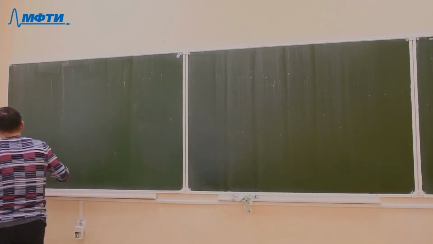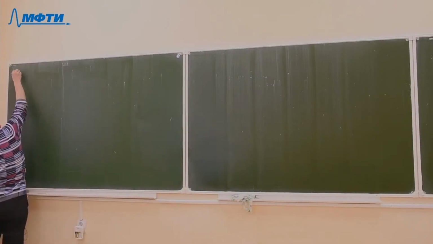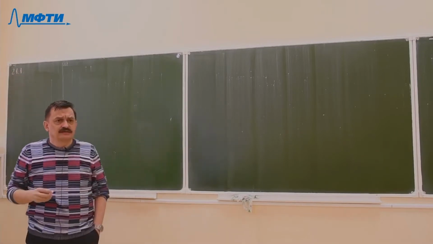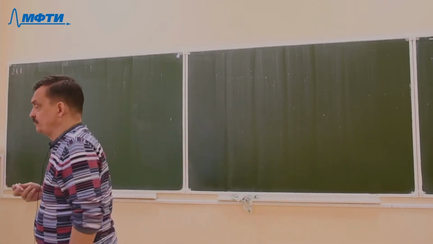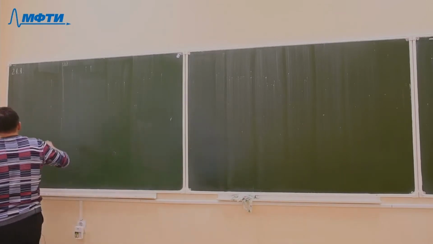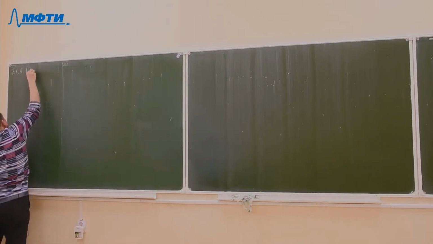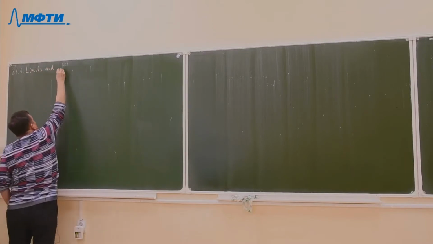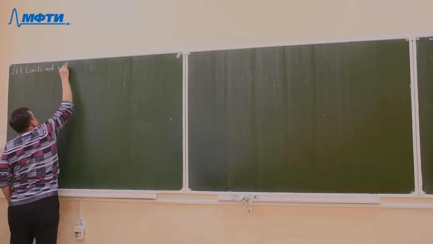Today's section is 1.1, limits and uniform convergence.